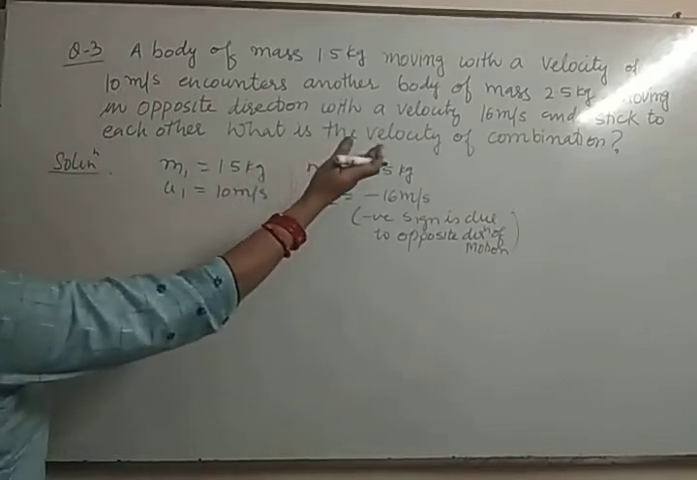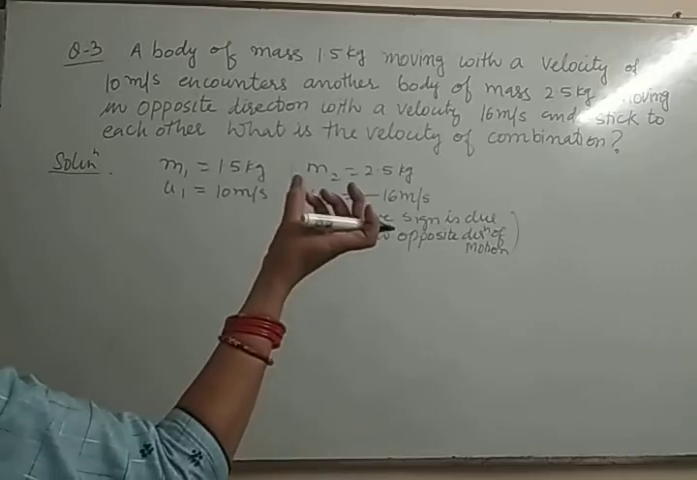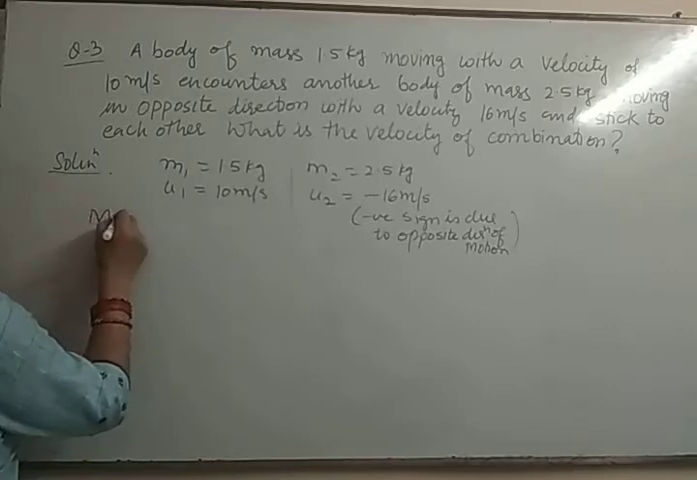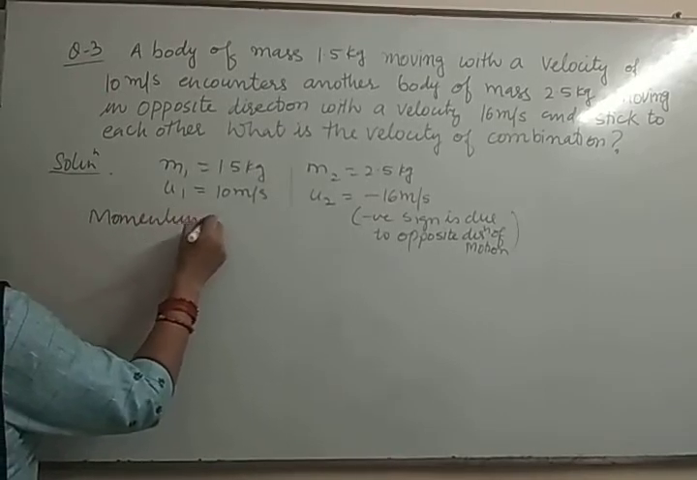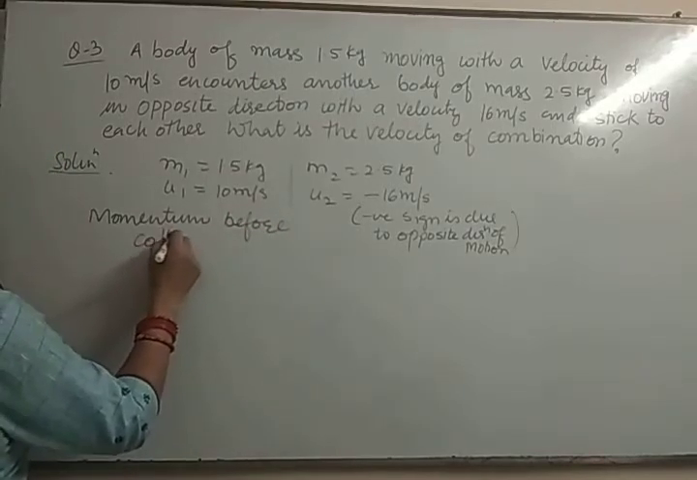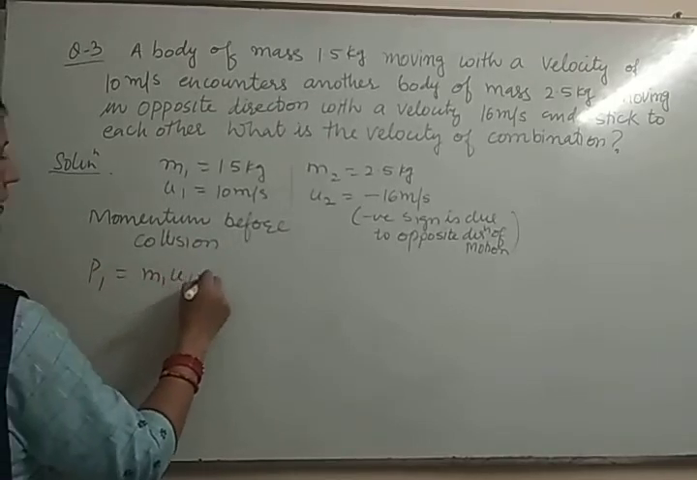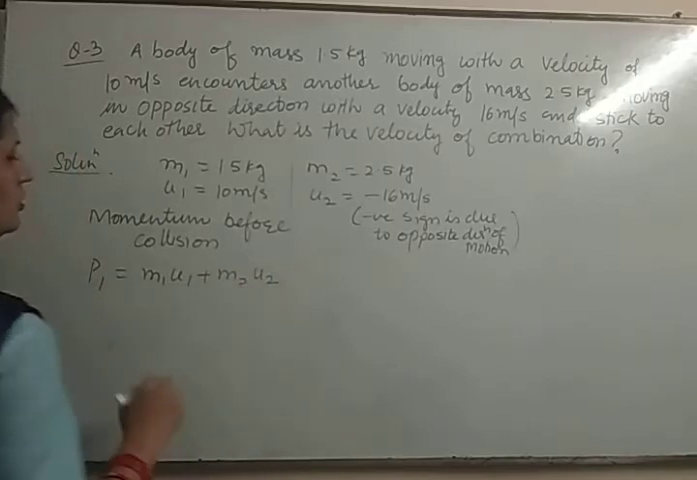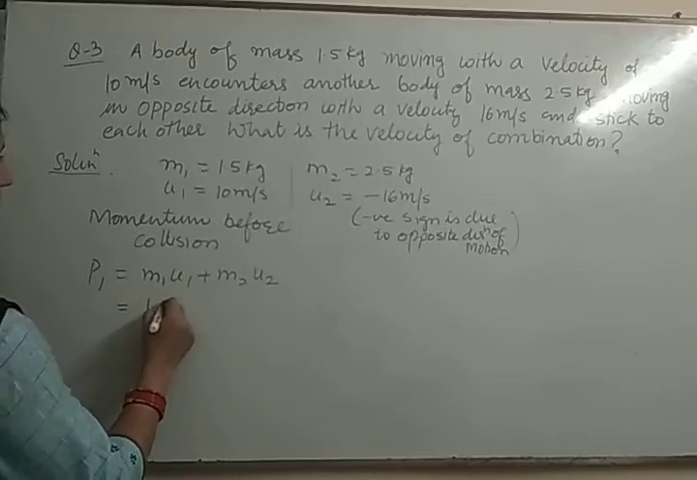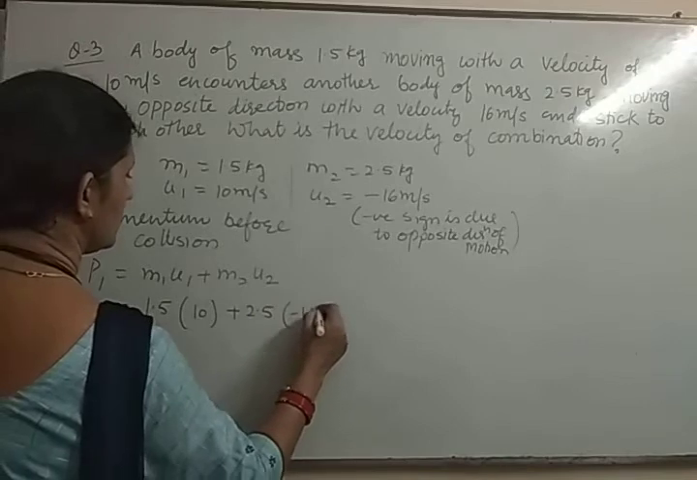Then what is the velocity of the combination? It means after collision they stick together, both masses combine. So before collision, आप पहले calculate करें momentum before collision. Suppose this is P1 is equal to m1 u1 plus m2 u2. Put the minus sign only with the numerical value. This is 1.5 into 10 plus 2.5 into minus 16.